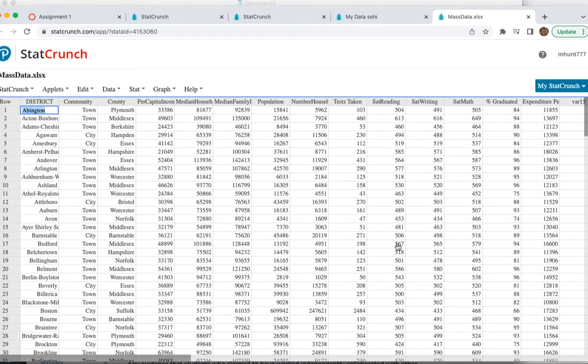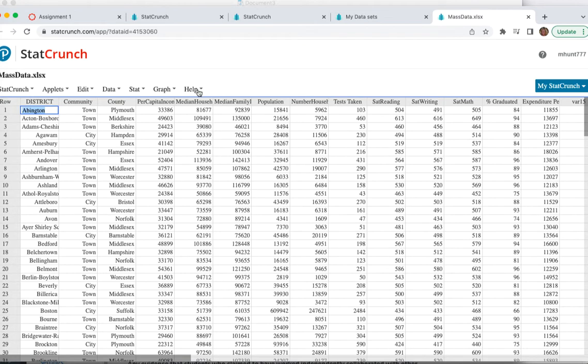So this is a data set that consists of school districts in Massachusetts across many different districts. Some are towns, some are cities. The variables are income variables, population, tests taken, and in particular, SAT reading, writing, and math. And that's what we're going to focus on in this video.